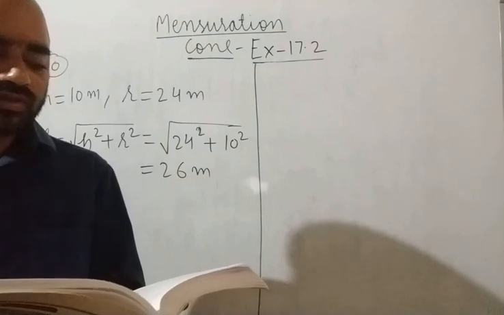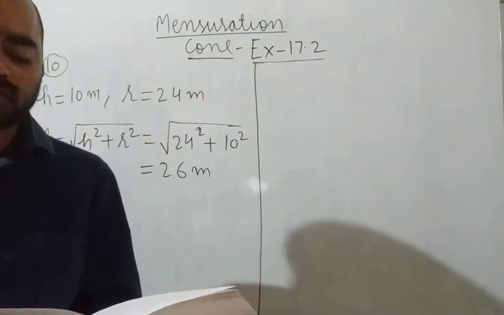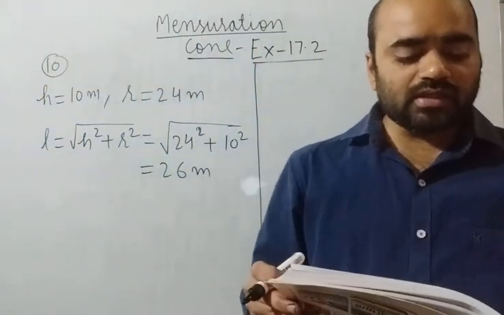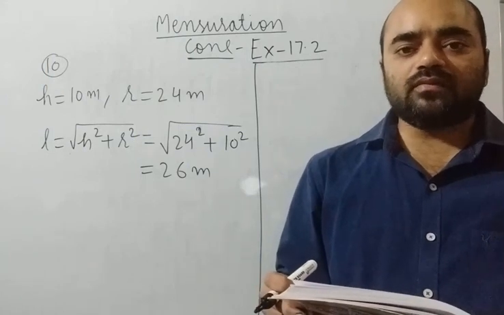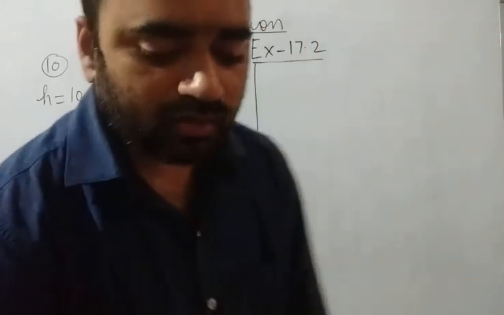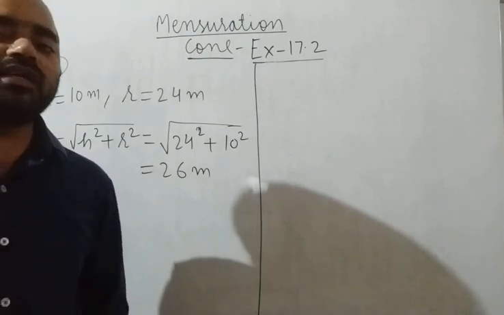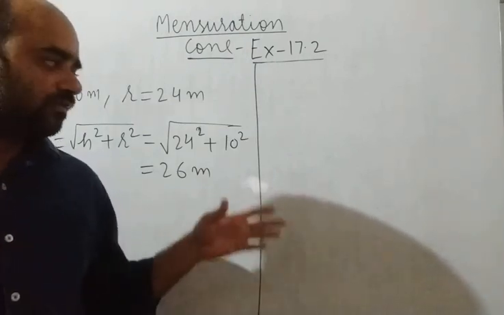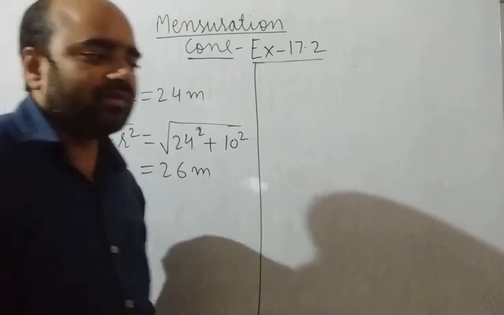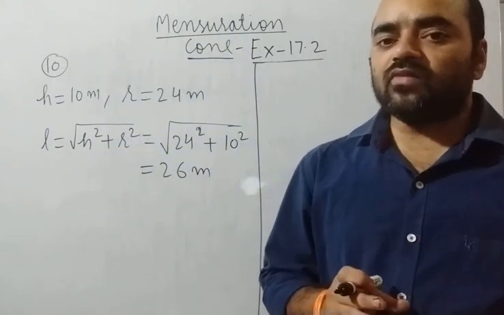Now find the cost of canvas required to make the tent if the cost of 1 meter square canvas is rupees 70. Okay. Cost of canvas required to make the tent. It means we have to find what is the area required for the tent. Area required for the tent means area of the canvas.